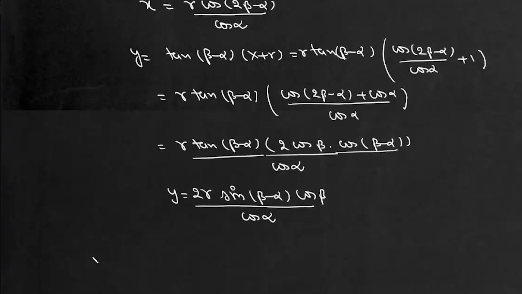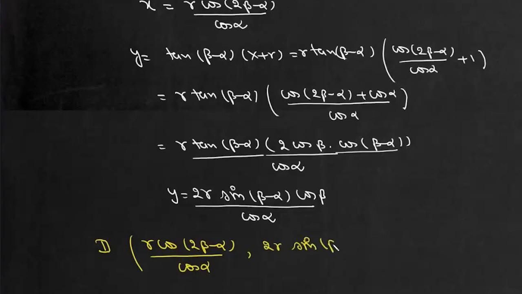So once we have x and y, we can write the coordinate of this point D, and the coordinate of this point D will be given by r cos(2 beta minus alpha) upon cos alpha, comma 2r sine(beta minus alpha) cos beta upon cos alpha. Now we already have the coordinate of C, and C is r comma 0. So we find the midpoint of CD, which is M.